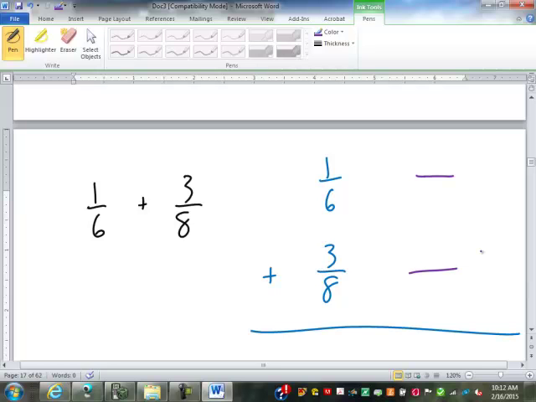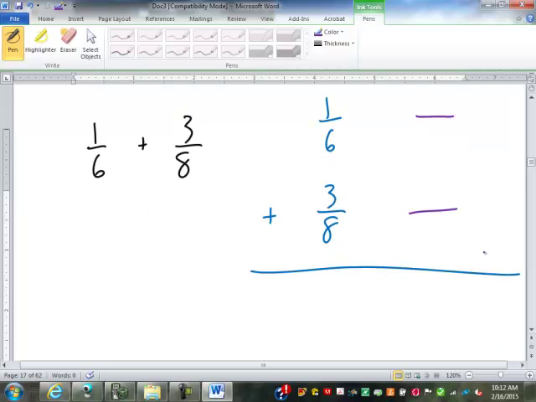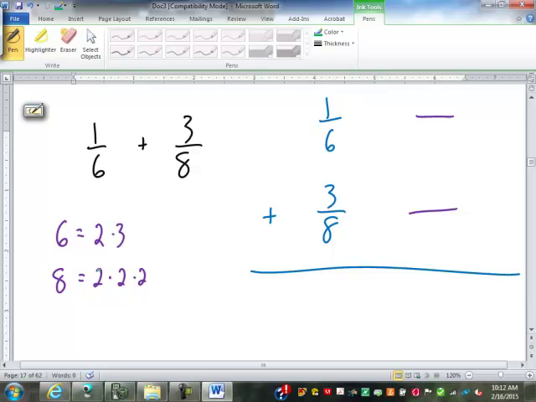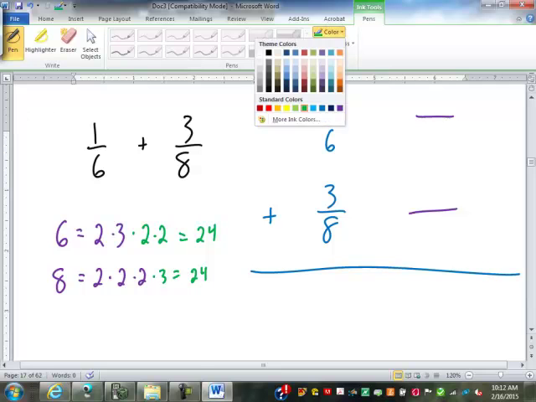There's a smaller one we can use. To find it, let's look at this. Let's factor. So 6, if I factor it, is just 2 times 3. 8 would be 2 times 2 times 2. Looking at those factors, they share a 2, but the top one needs 2 more 2's. The bottom one has all the 2's, but it needs a 3. To multiply each of those out, they both come out to 24. 24 is our common denominator.